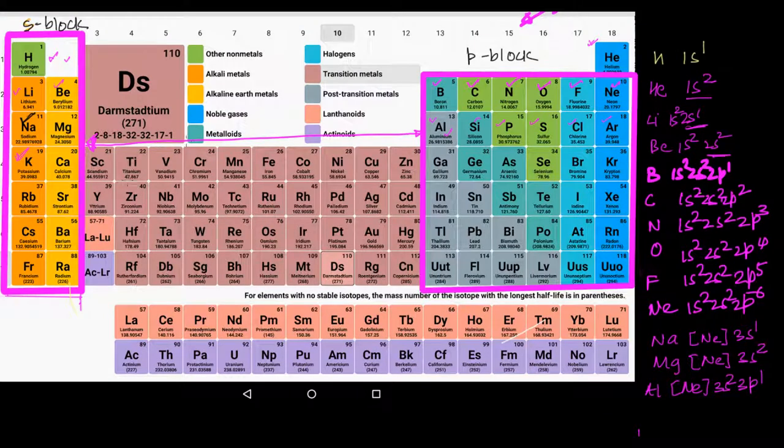Now you'll realize that this space that was left here, the space that was left from here till here, was waiting for the d orbital to come in. Understand? So the d orbital kicked in here. So now this whole thing is called the d block element. Why? Because during this, it is the d orbital that is getting filled.